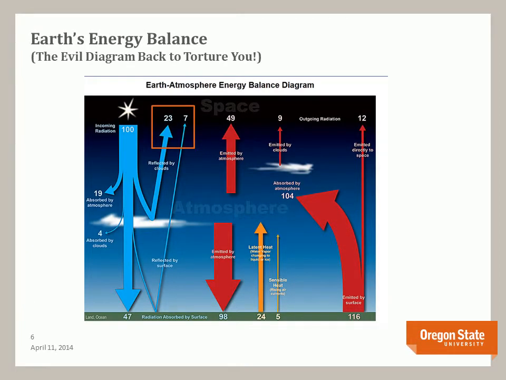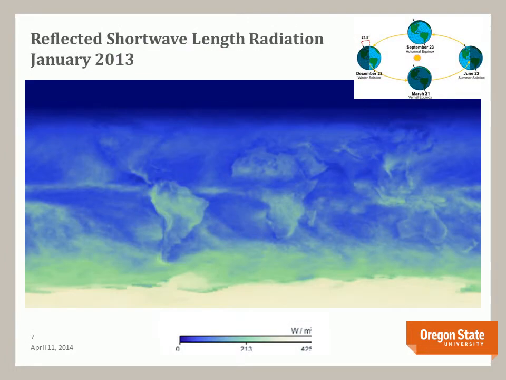So the next maps show the amount of shortwave radiation that is escaping from the Earth system. So it's these two values here. And these also show the seasonal variation.